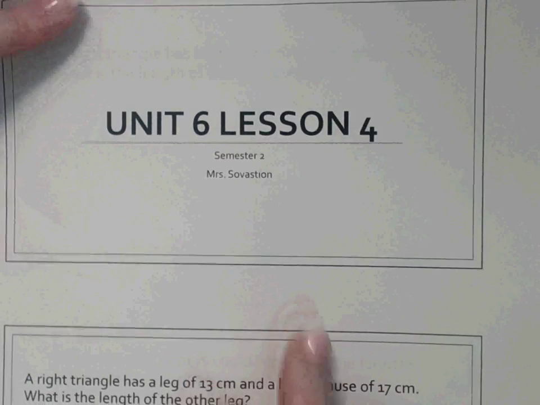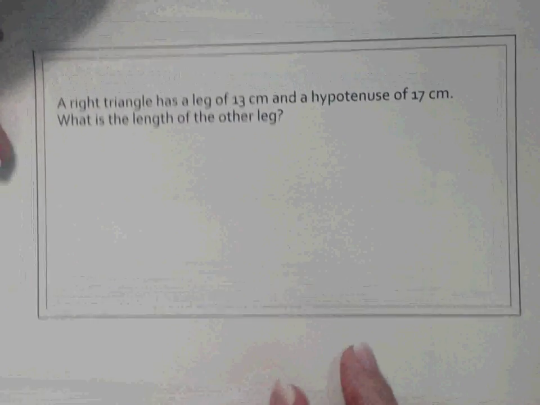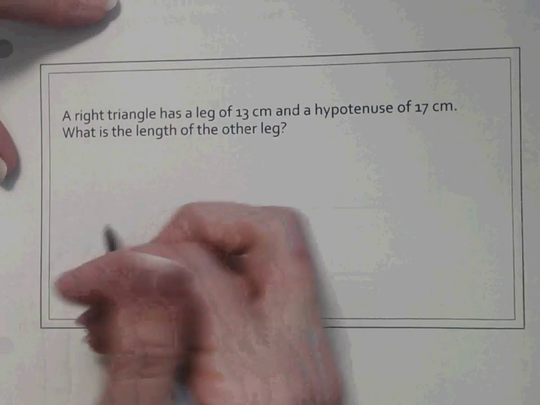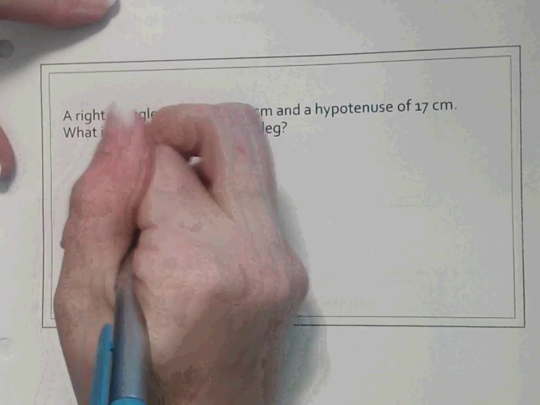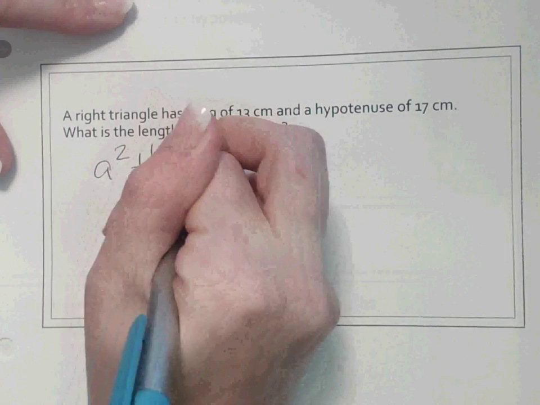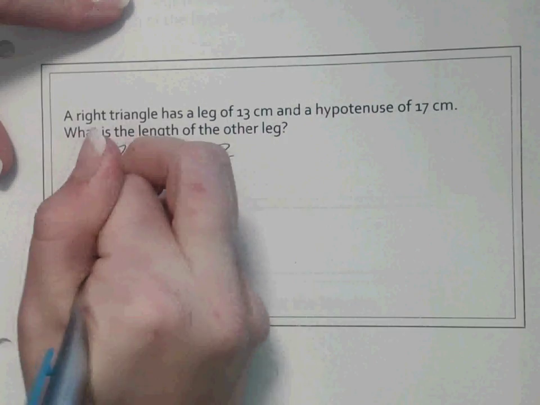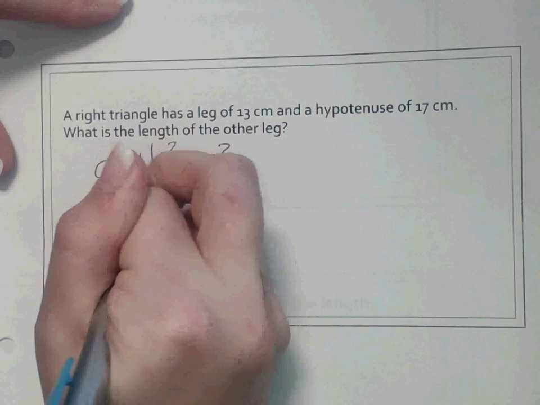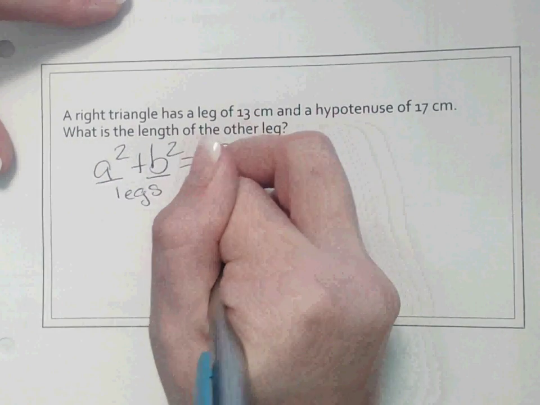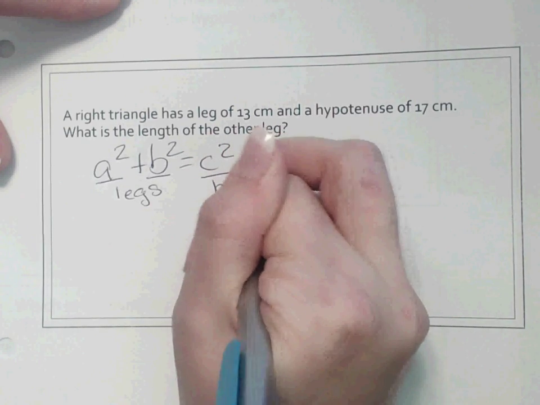We're going to look at Unit 6, Lesson 4. Okay, so we're talking about the Pythagorean Theorem here. And we know that the Pythagorean Theorem says a squared plus b squared equals c squared. And a and b are our legs of the triangle, and c is our hypotenuse.